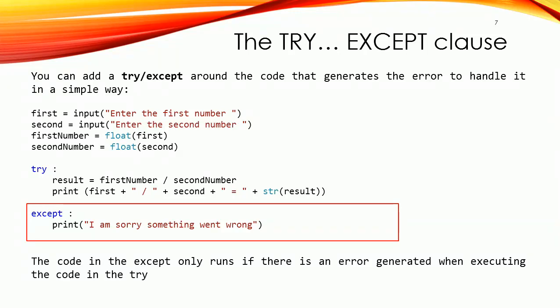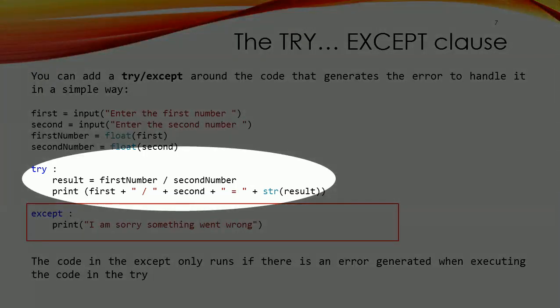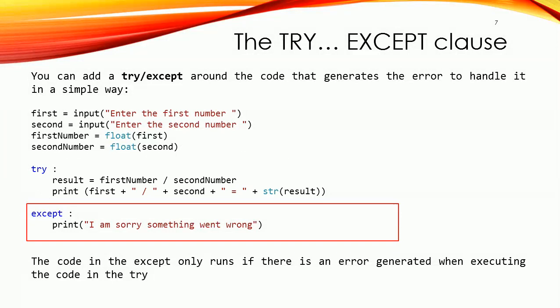In this example, we are suspicious about division. We are worried that the user enters 0, so we cannot divide by 0. That's why we are putting the division inside the try block. The except block will be executed only if an error was generated. In this case, our exception is dividing by 0.